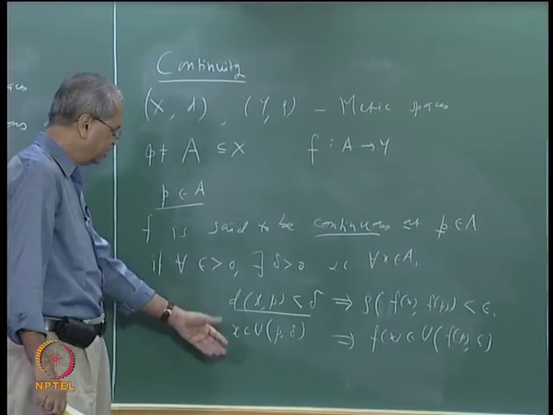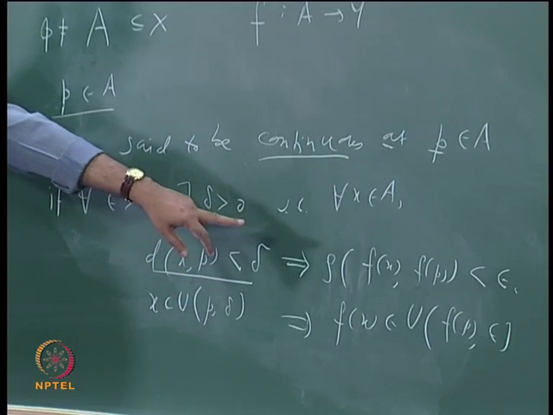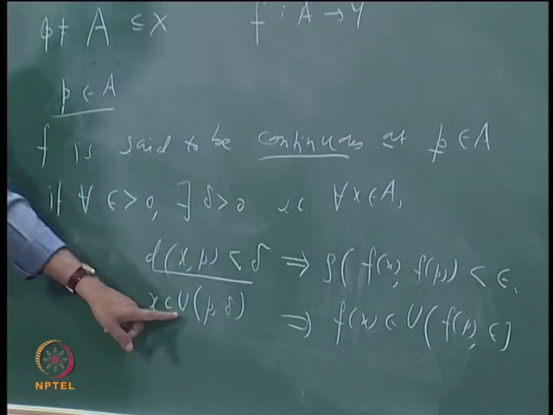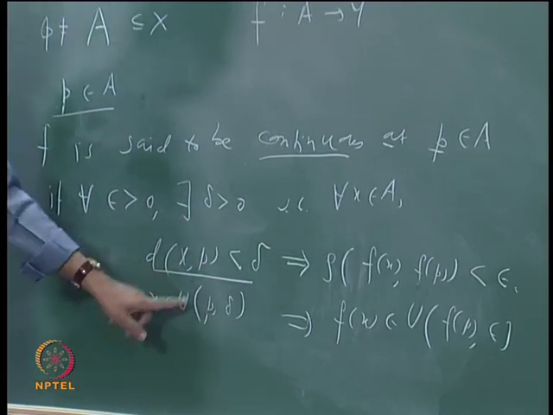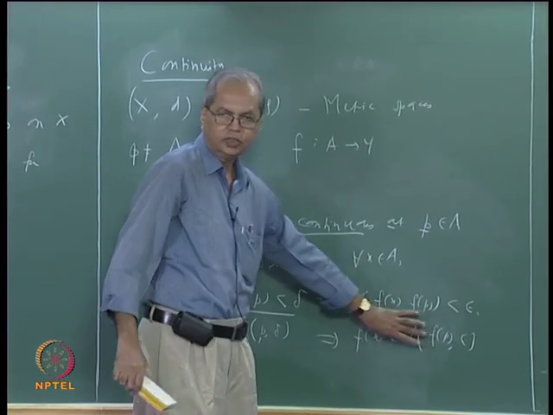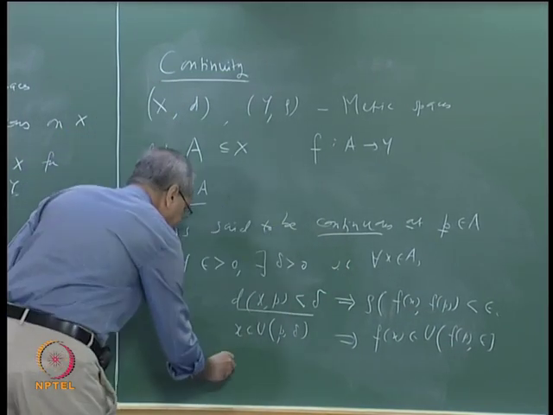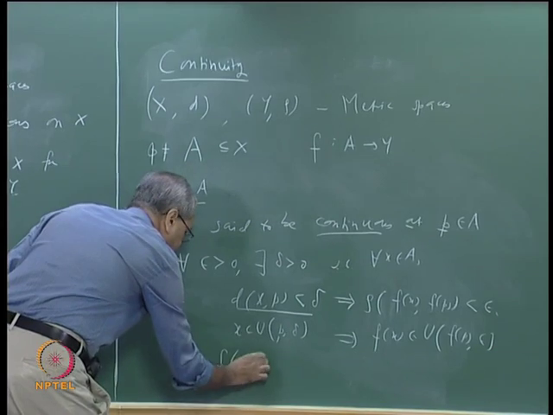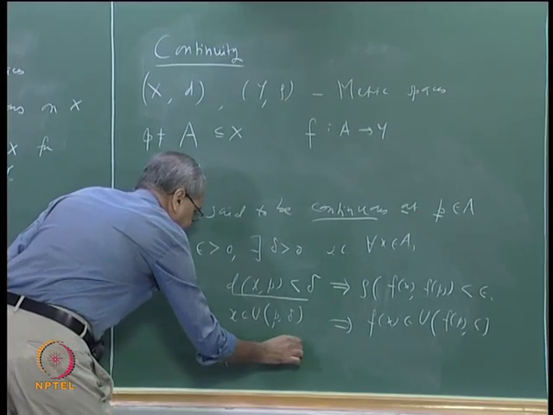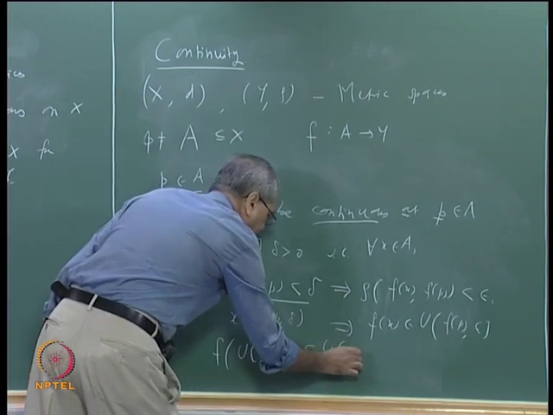That is, whenever x is in this ball, f(x) is in that ball. Is it the same as saying that the image of this ball, that is f of this whole ball, is inside that ball? So this whole sentence can be simply written like this: f of U(p, delta) is contained in U(f(p), epsilon).